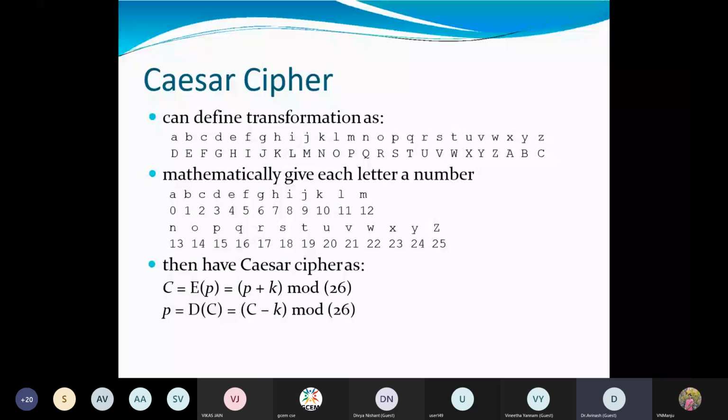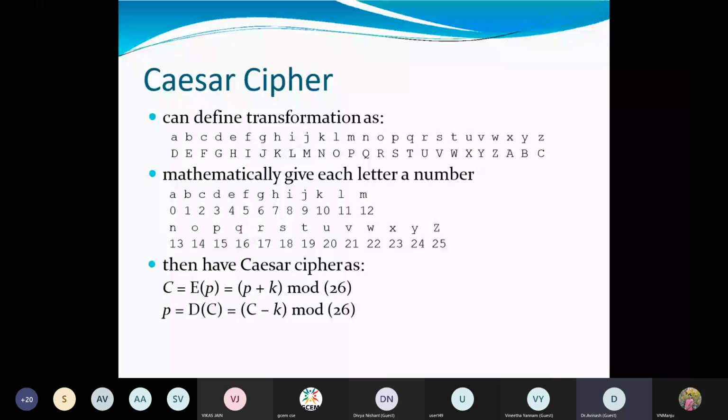For example, here you can see the plain English alphabets from A to Z, A, B, C, D up to Z, and then we have applied a simple cipher, and the ciphertext obtained after the encryption is DEFGHI. So we have applied a particular algorithm where we have obtained a new form of the message, that is, ABCD has been converted to DEFG. Mathematically, the letters A, B, C, D, E, F have been assigned the numbers 0, 1, 2, 3 and so on.